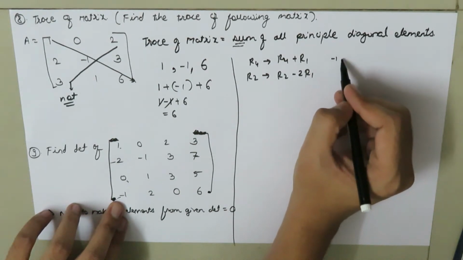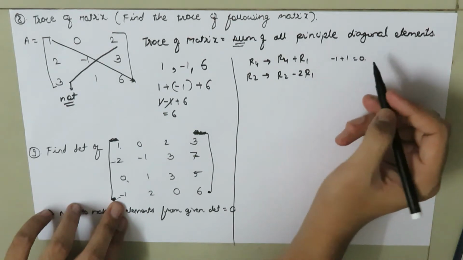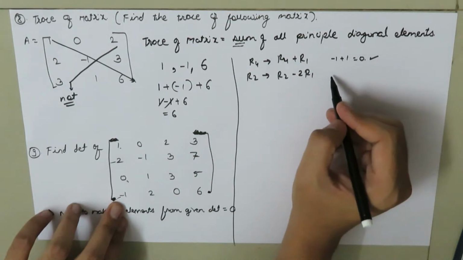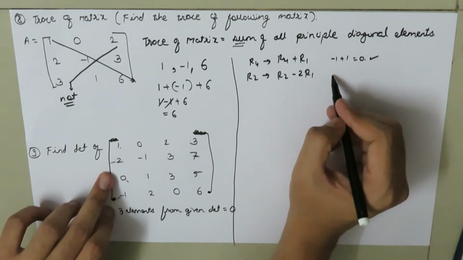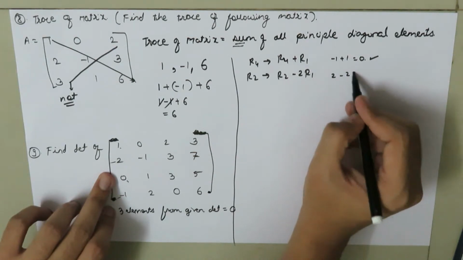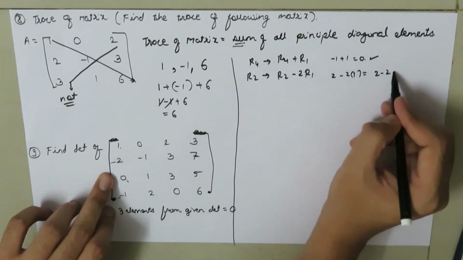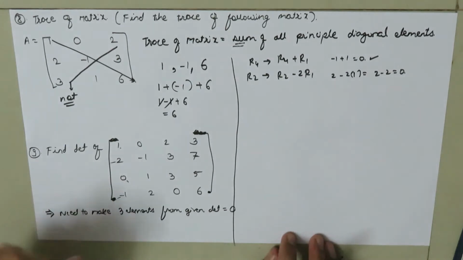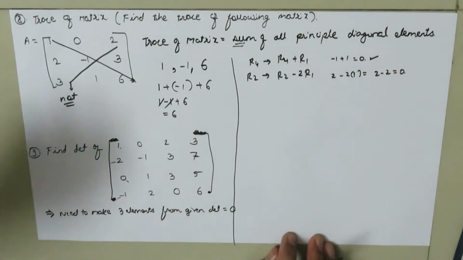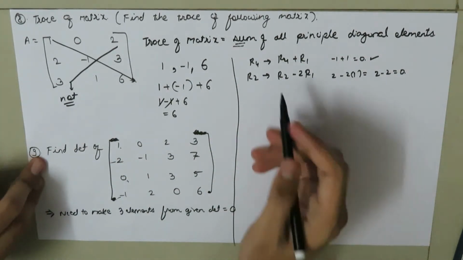R4 is -1 plus 1, which will be equal to 0. Okay, this is right. And R2 is 2 minus 2 times 1, so this is 2 minus 2, which will be equal to 0. Okay, then this operation is correct.